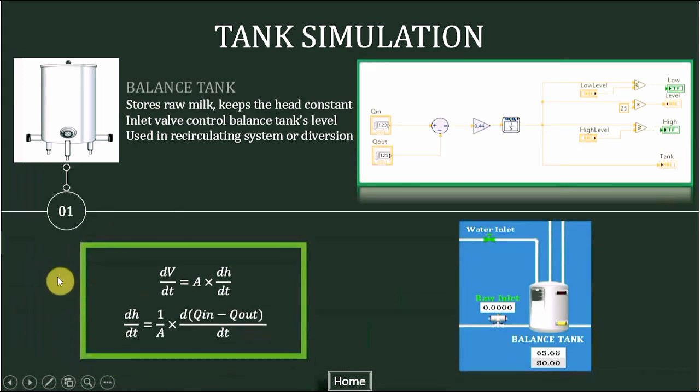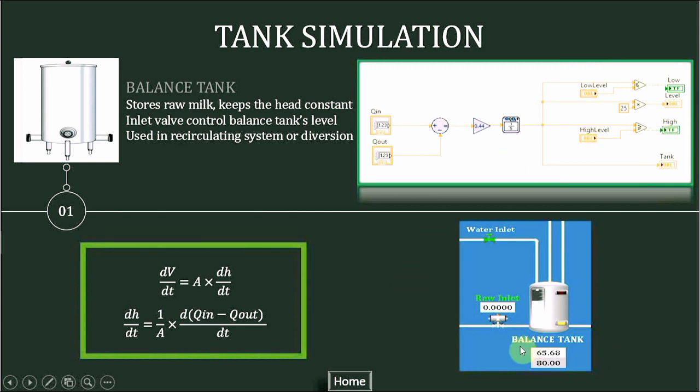Note that the differential of the volume is equal to the cross area of the tank times the differential of the height. It is also equal to the flow in minus flow out. And so in LabVIEW software, I created this simulation subsystem for the tank, with Q in minus Q out, and this gain is actually one divided by the cross area, and the result will be integrated to get the height or the level of the tank. We also have some thresholds to simulate the low and high limit switch.